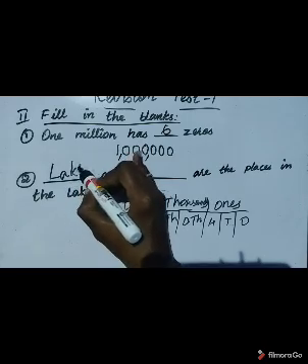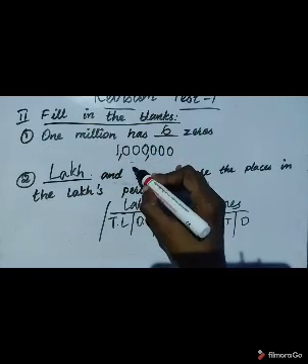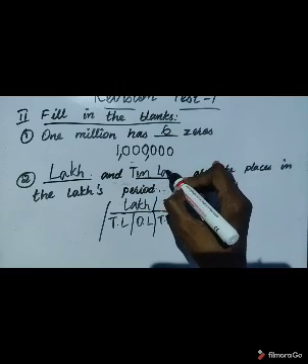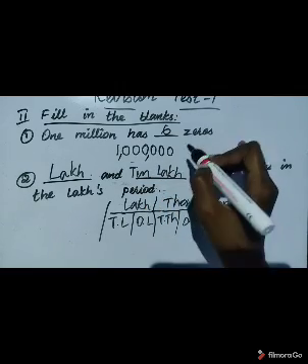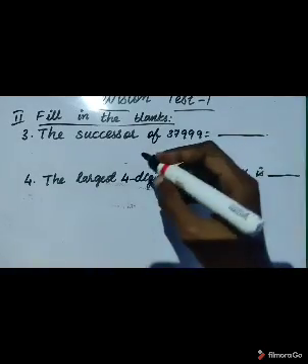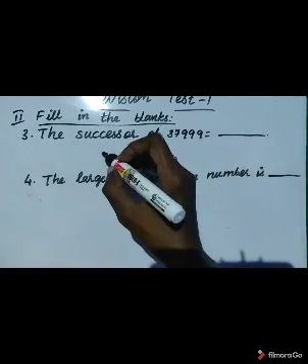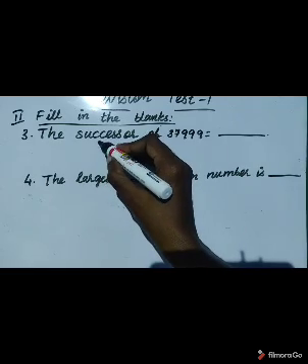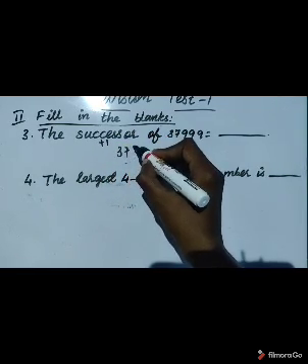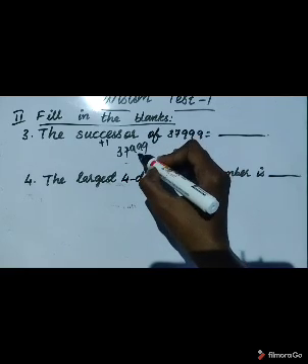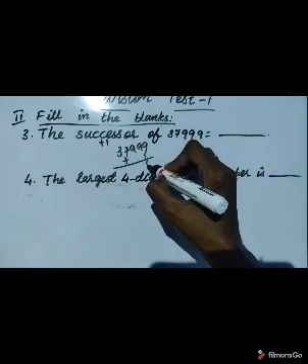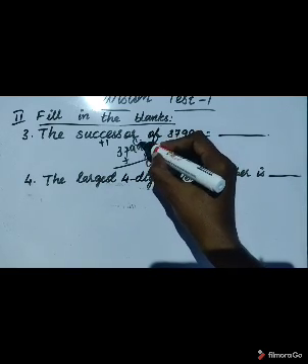Third one, the successor of 37,999. Successor means what you have to do? You have to plus 1. So with 37,999, we will add 1. So if you add 1, 9 plus 1, 10, 0 we write, 1 you carry here, 1 plus 9, 10, 0 write, 1 you carry here, 1 plus 9, 10, 0 and 1 carry here, 7 plus 1, 8 and 3. So the successor of 37,999 is 38,000.